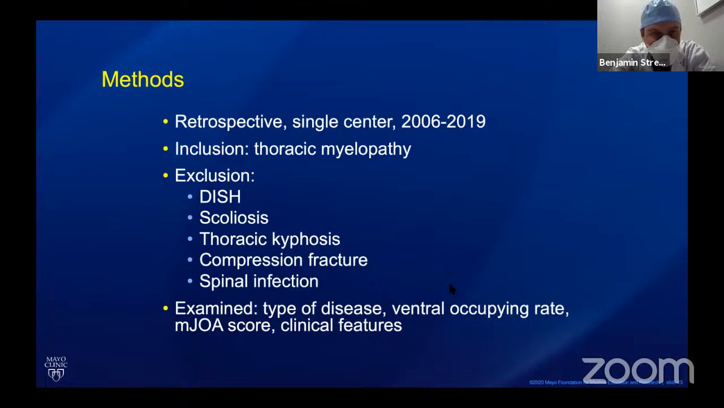The methods of this paper were a retrospective single-center study from 2006 to 2019 of patients with thoracic myelopathy. They excluded patients with diffuse idiopathic skeletal hyperplasia, scoliosis, thoracic kyphosis, which they basically just describe but don't define specifically, patients with compression fractures, and spinal infection. What they examined was the type of disease by classifying it, the ventral occupying rate, a cross-sectional image of the actual spinal canal, the modified JOA score, and the clinical features associated with these different disc disease states.